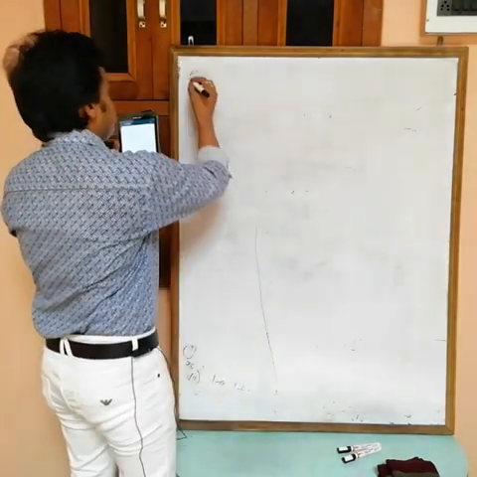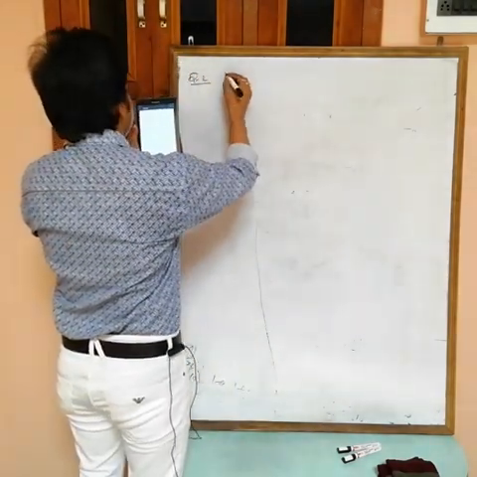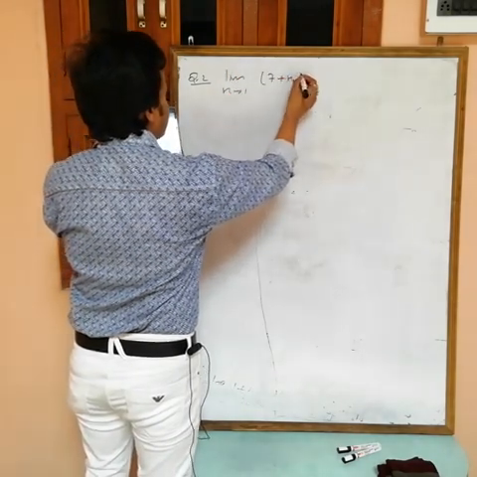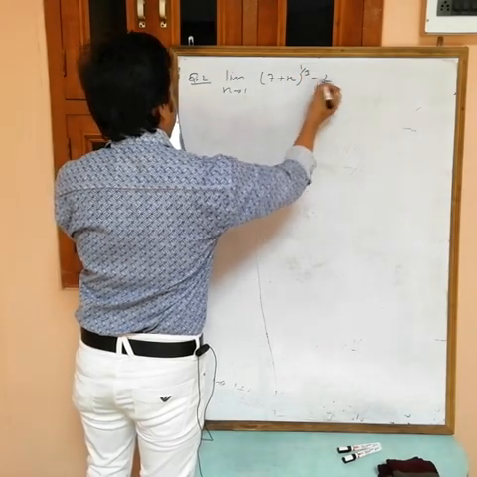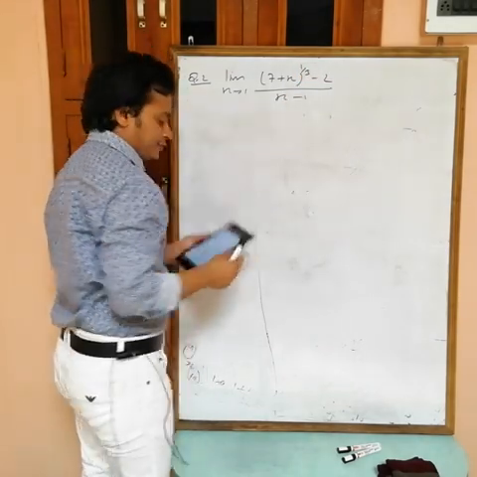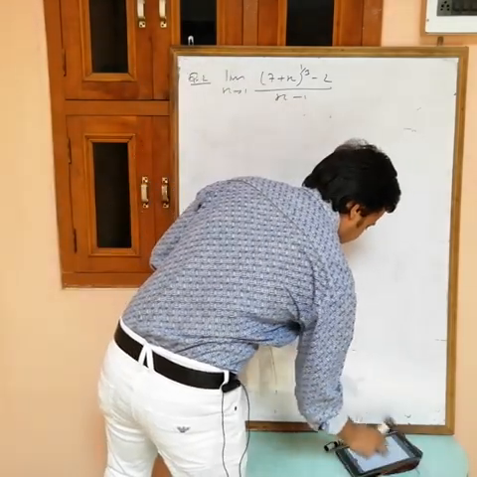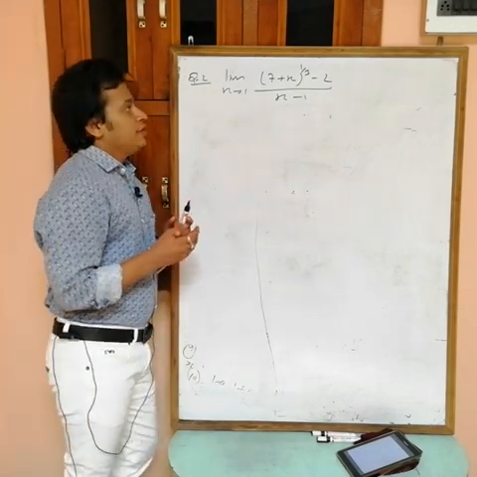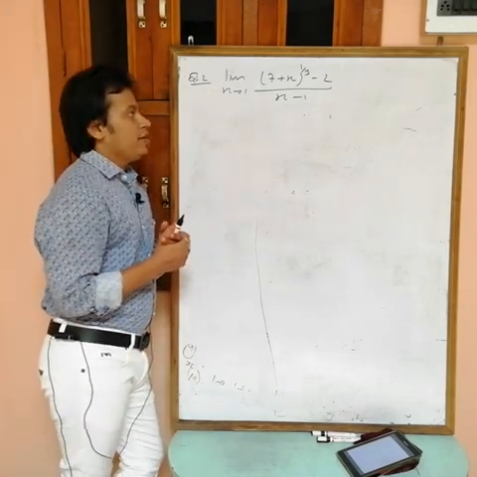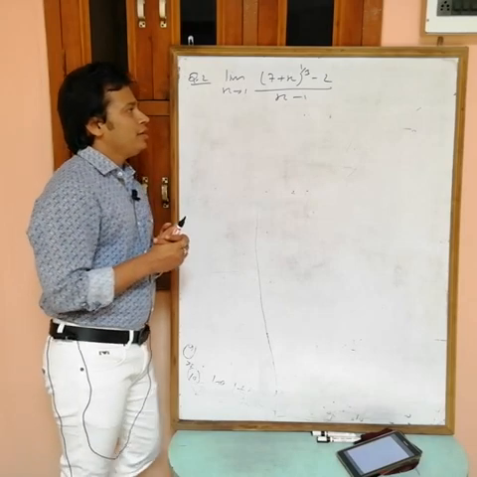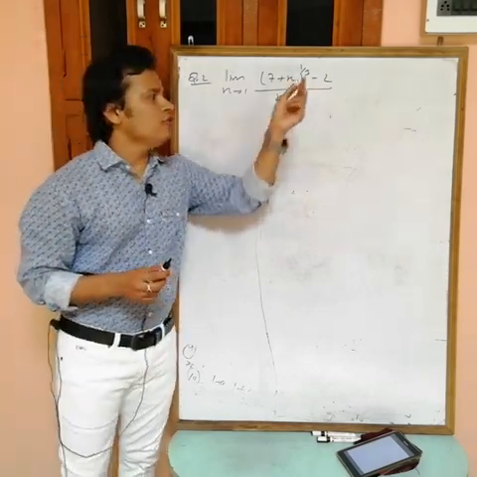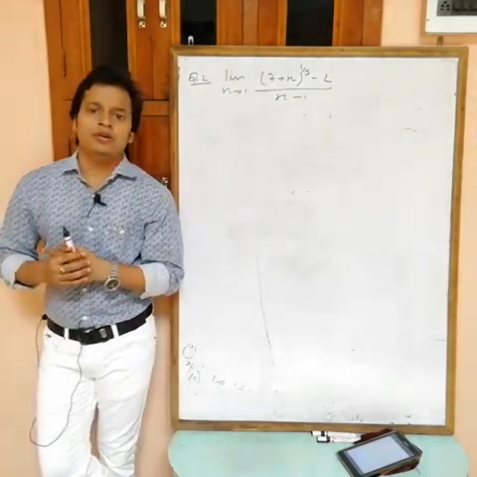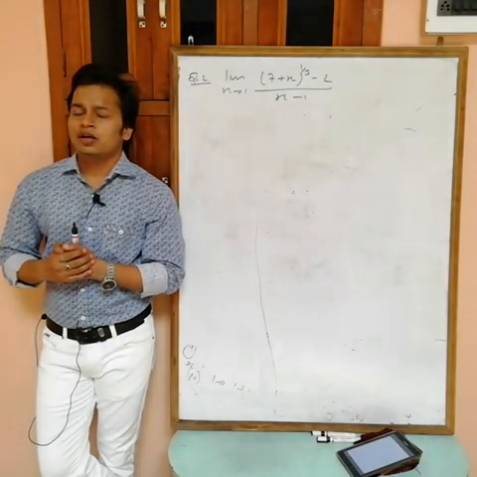Now next is limit x tending to 1, (7 plus x) power 1 by 3 minus 2, by x minus 1. Now actually here these are in terms of x. Can you write (7 plus x) power 1 by 3 only in terms of x?